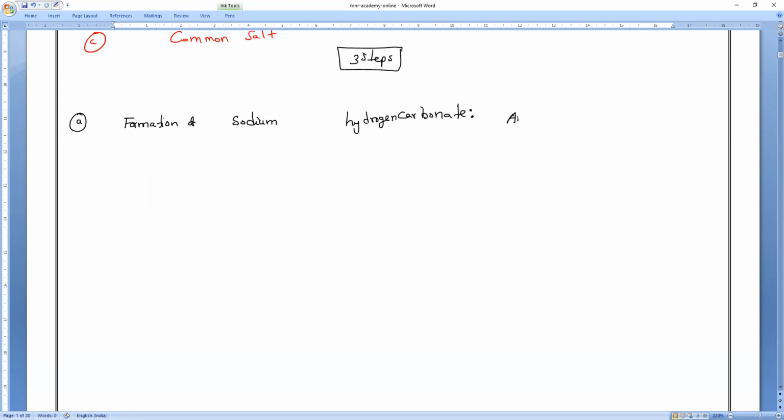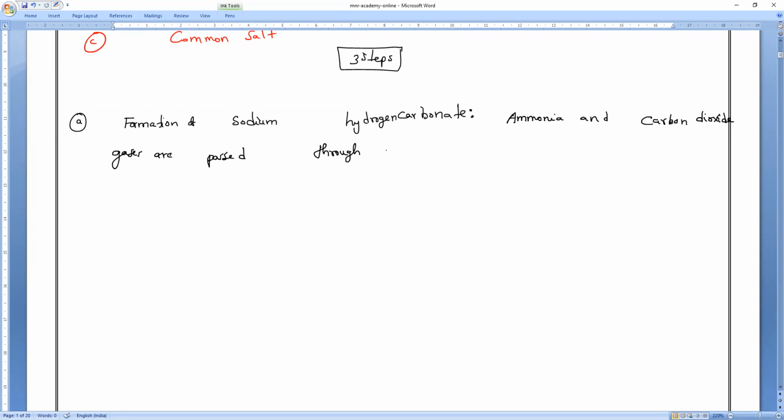Remember, ammonia and carbon dioxide. Where is the carbon dioxide coming from? From calcium carbonate, limestone. Okay. So ammonia and carbon dioxide gases are passed through a brine solution.